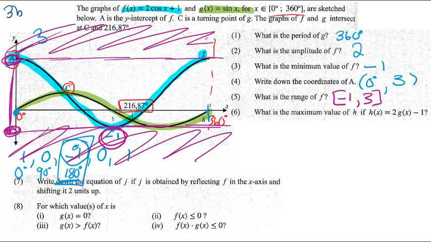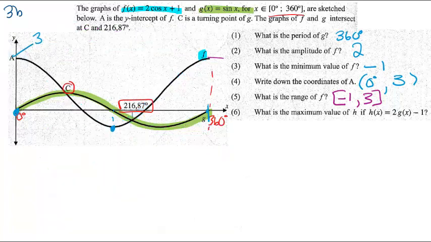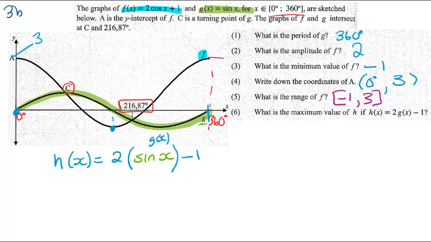And that is the range of f. What is the maximum value of h if h of x is equal to 2 times g of x minus 1? So this is an equation question, and what they're telling me is that h of x is equal to 2 times g of x minus 1. Now I know g of x is this green one, and g of x is sine x. So instead of writing g of x here, I am substituting the equation sine x minus 1.